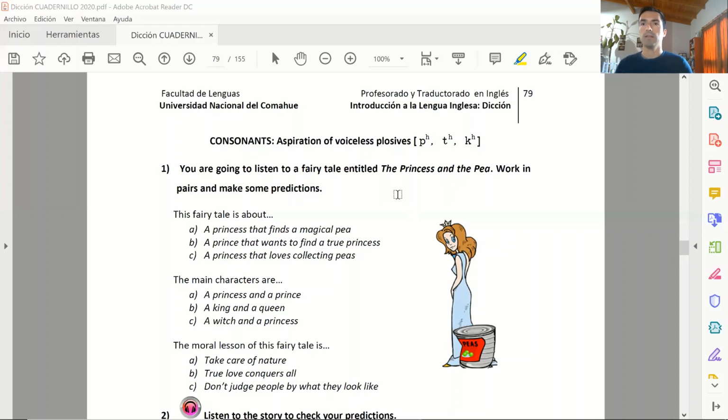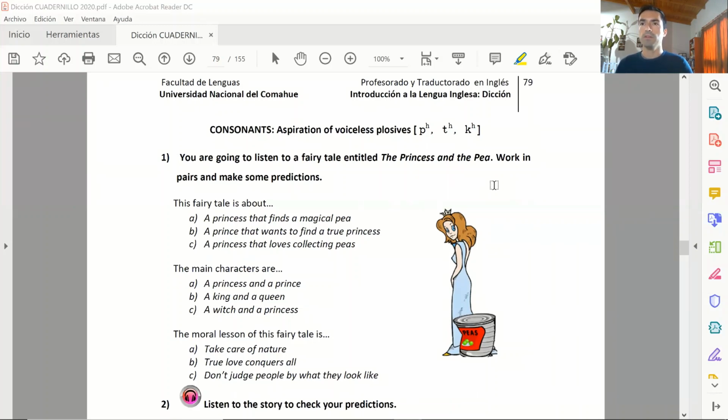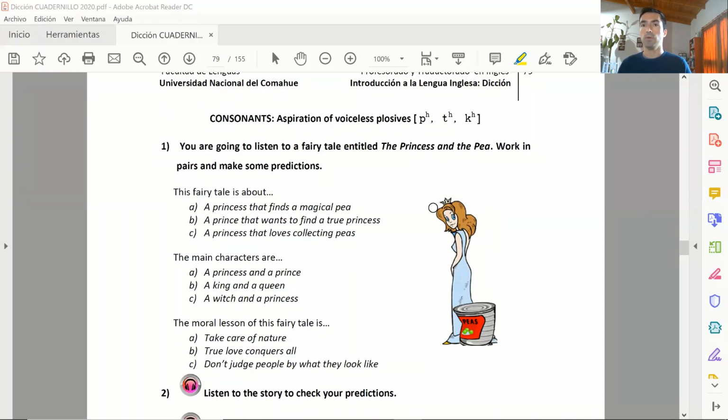All right, let's go on. So the first activity is about a story. We're going to focus first on meaning. This is a story called The Princess and the Pea. If you haven't listened to the story and done the first exercise, you can pause the lesson now and do it, all right?